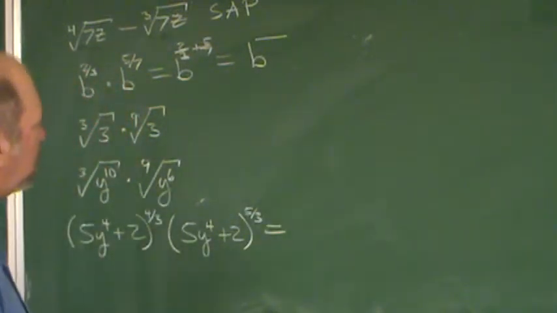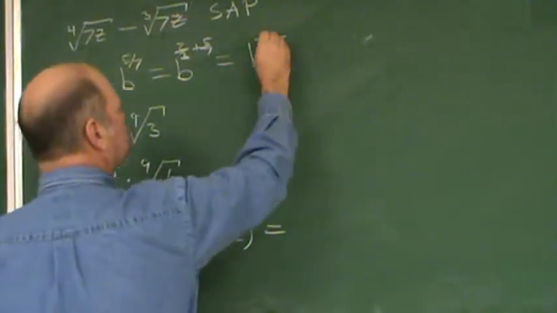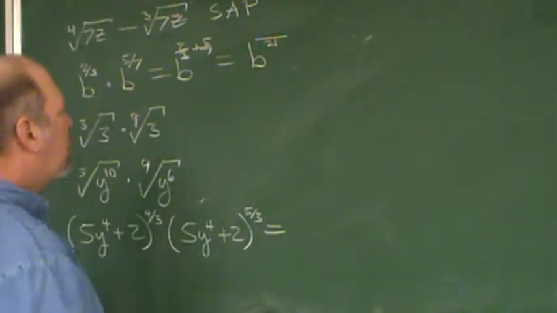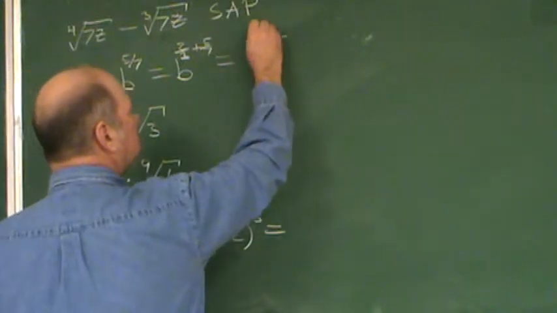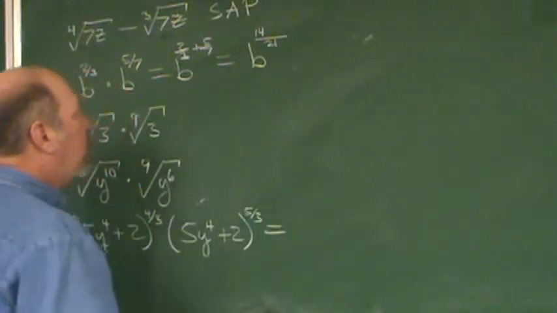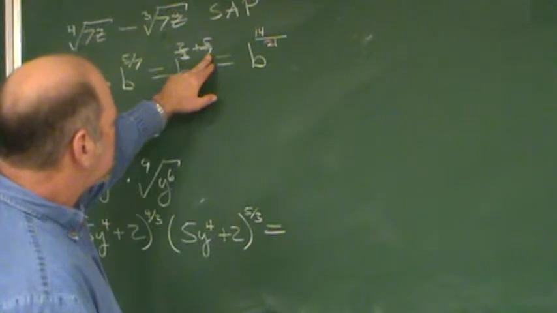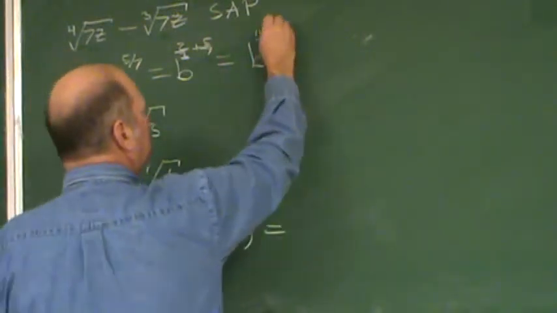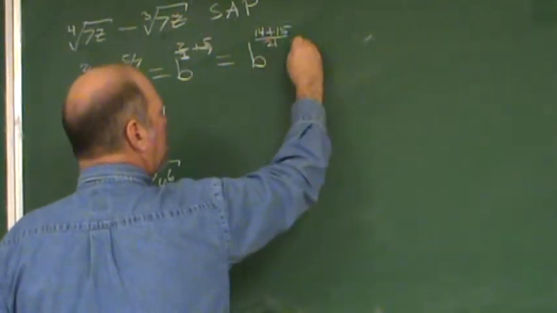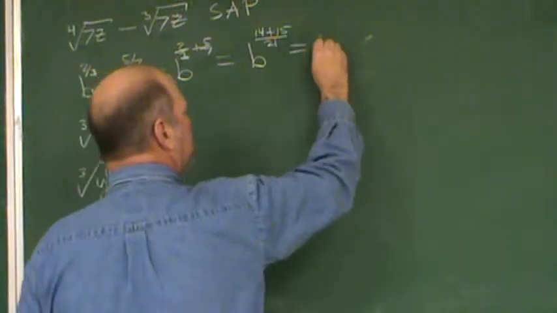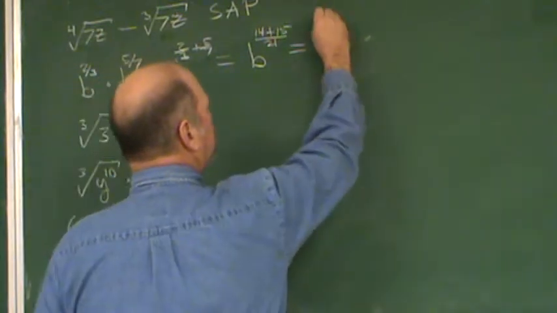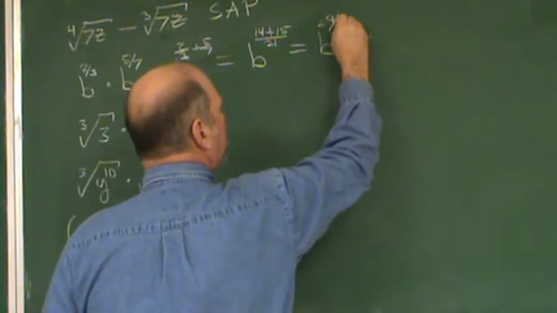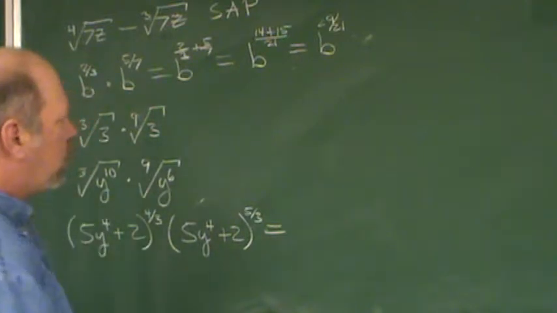The least common denominator between 3 and 7 is 21. So I needed to make this 3 into a 21. I multiply by 7. 7 times 3 gives me 21. 7 times 2 gives me 14. Multiply the 7 by 3, that gives me 21. 5 times 3 is 15. And then I add the numerators together, so that's going to give me, my base is still b. 14 plus 15 is 29, and that gives me 29 over 21.